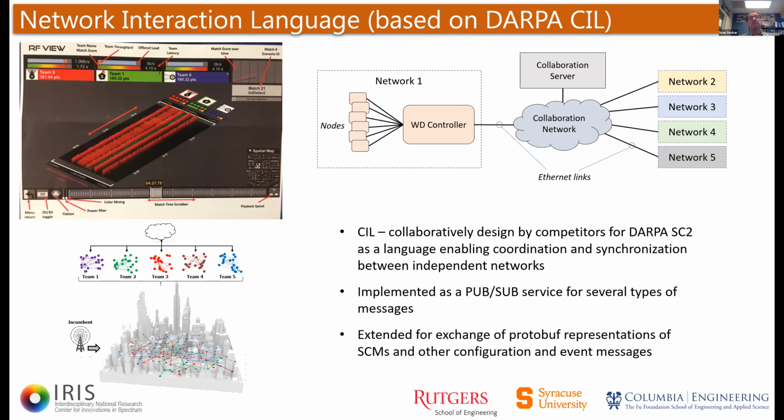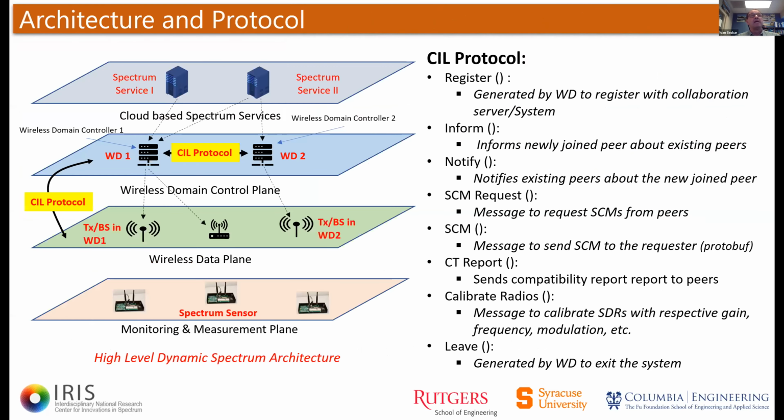Now, of course, the core of that is a pub/sub service that's used for exchange of messages between entities. We just adopted that as is, and made sure that we can exchange our SCMs through such a network, and of course added a number of configuration messages and events that we need to support dynamic spectrum coordination. Now, this is a picture that shows what is possible.